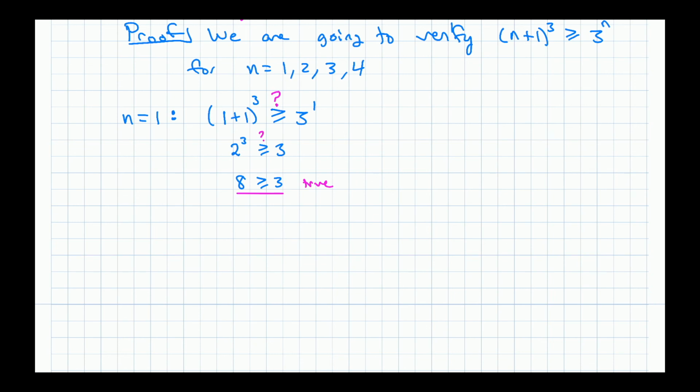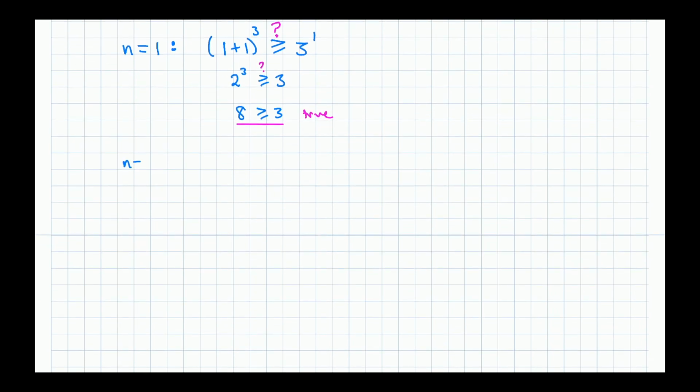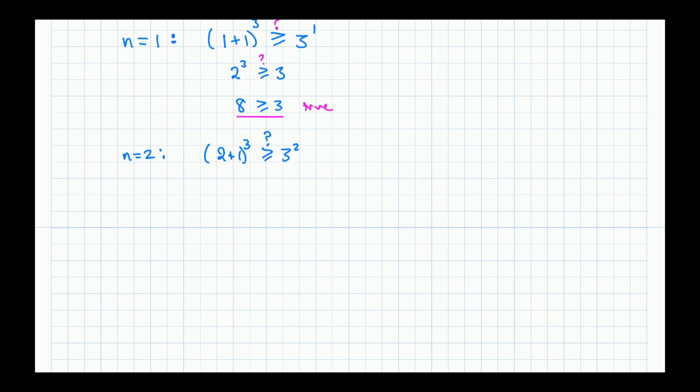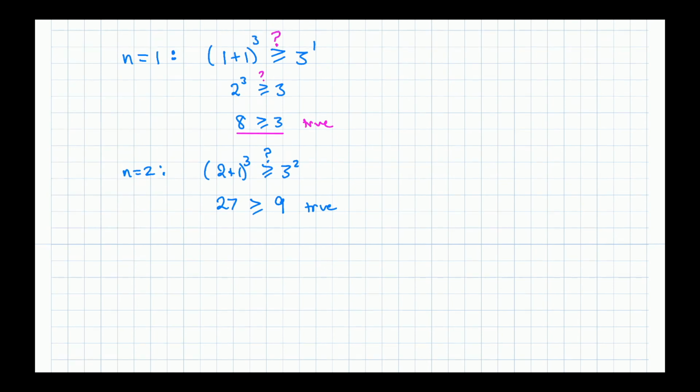So fit them in where I can fit them in. So let's put n equals 2 down here. So that is, what is it? 2 plus 1 cubed greater than or equal to 3 to the 2? Question mark. Don't know if it's true. So work out each side. On the left-hand side, we've got 2 plus 1 is 3, 3 to the 3. So that is 27. On the other side, we have 3 squared, which is 9. So that's true. So true.